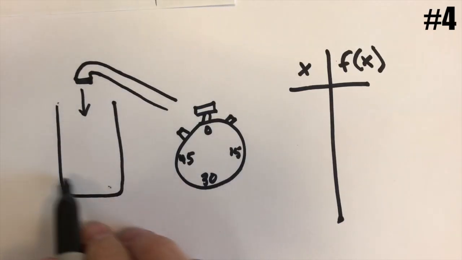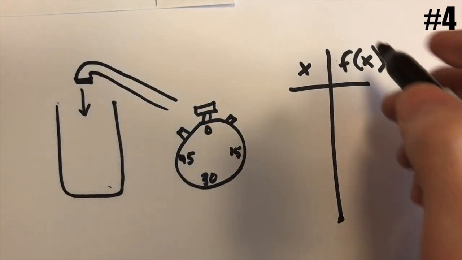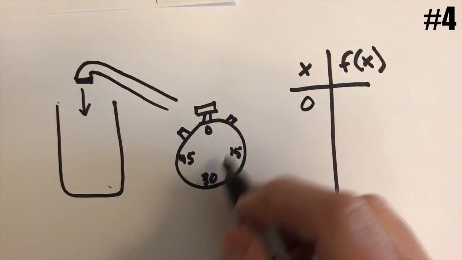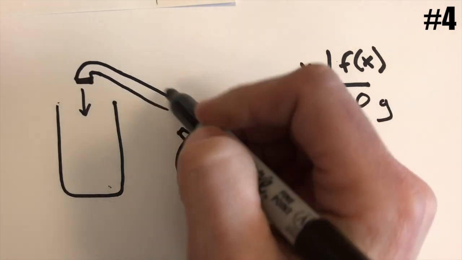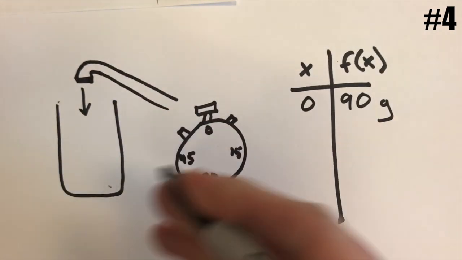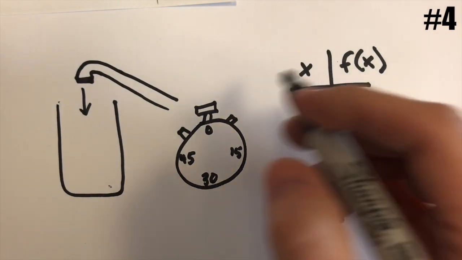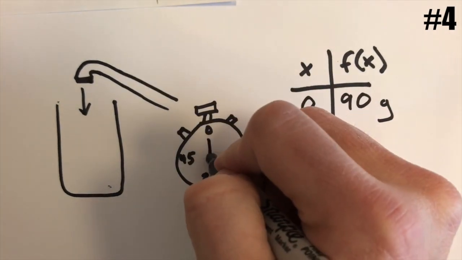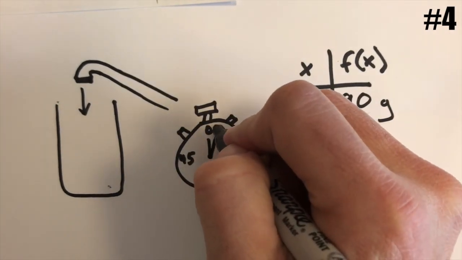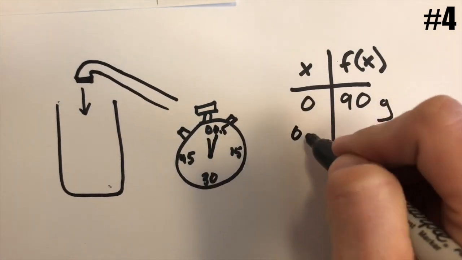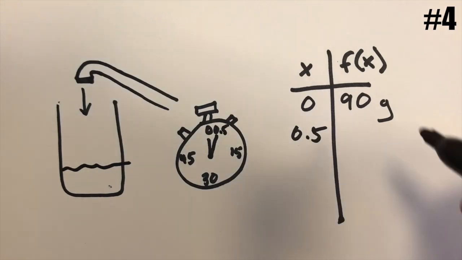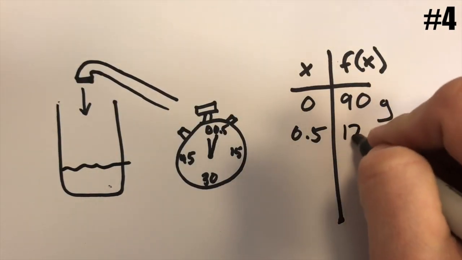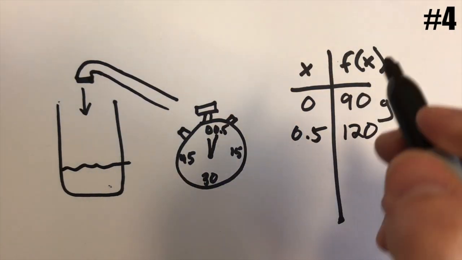Okay, in this case, we got an empty glass to start, that, before we start the timer, weighs 90 grams. Okay. Now we're going to turn the faucet on and fill it up with water. Okay, so after half of a second, we start the stopwatch. After 0.5 seconds, it fills up some. And the mass of that now is 120 grams.